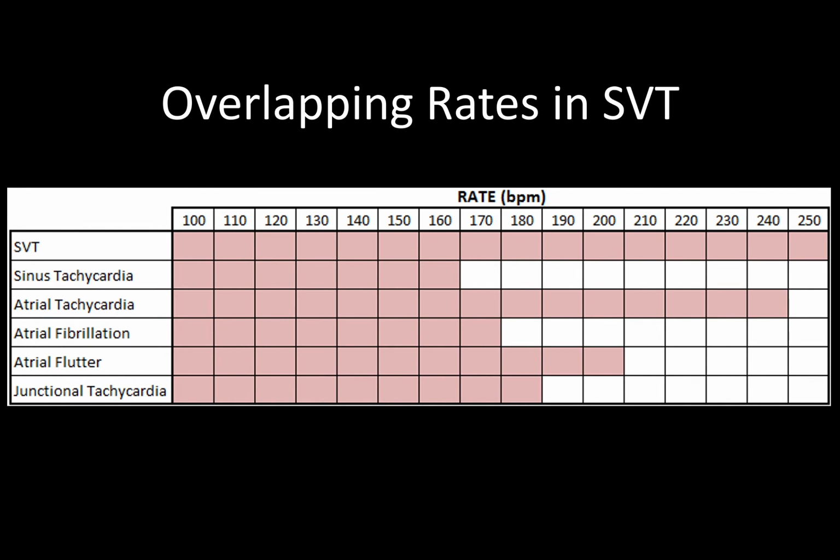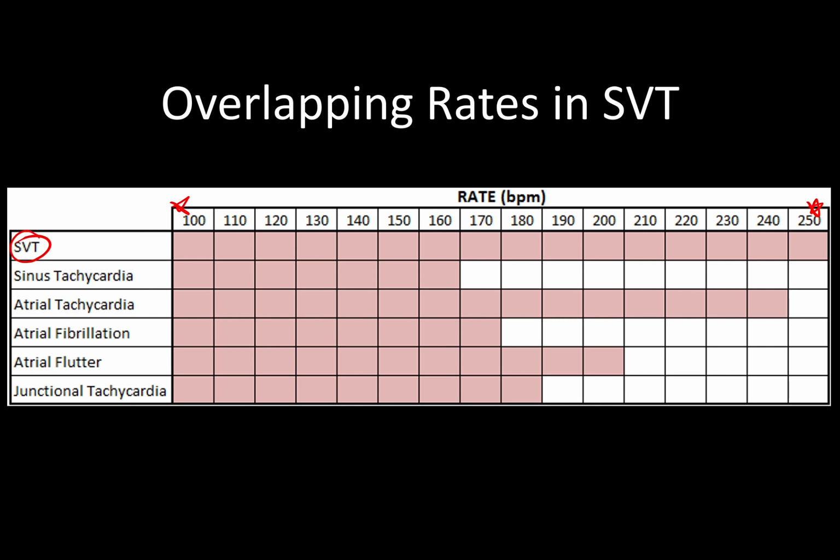As promised earlier, this is a graphical representation of how SVT encompasses so many different other rhythms. So you have SVT here at the top, and you'll note that it starts at 100. Technically, it can. And it goes all the way up to 250, which is the higher end of what the heart's even capable of. And in between, you have a lot of overlap.